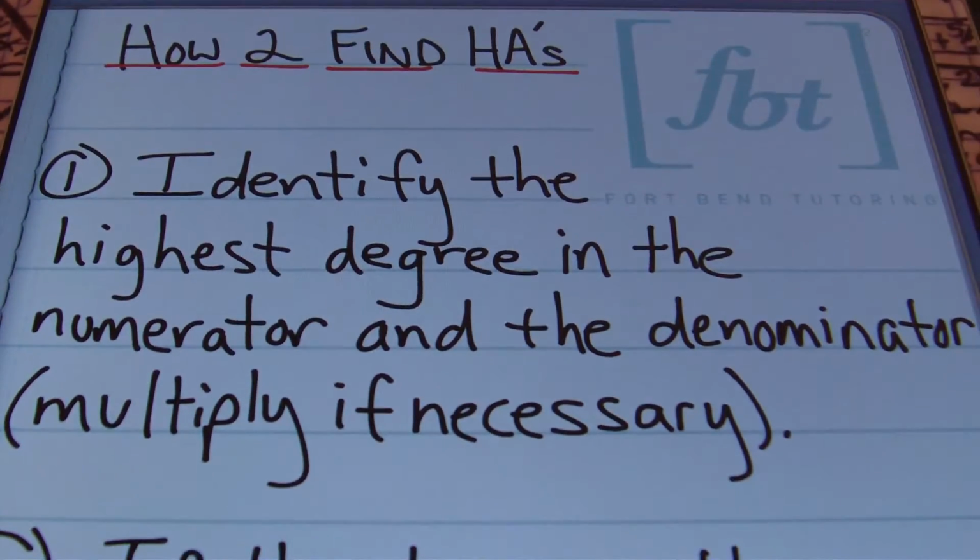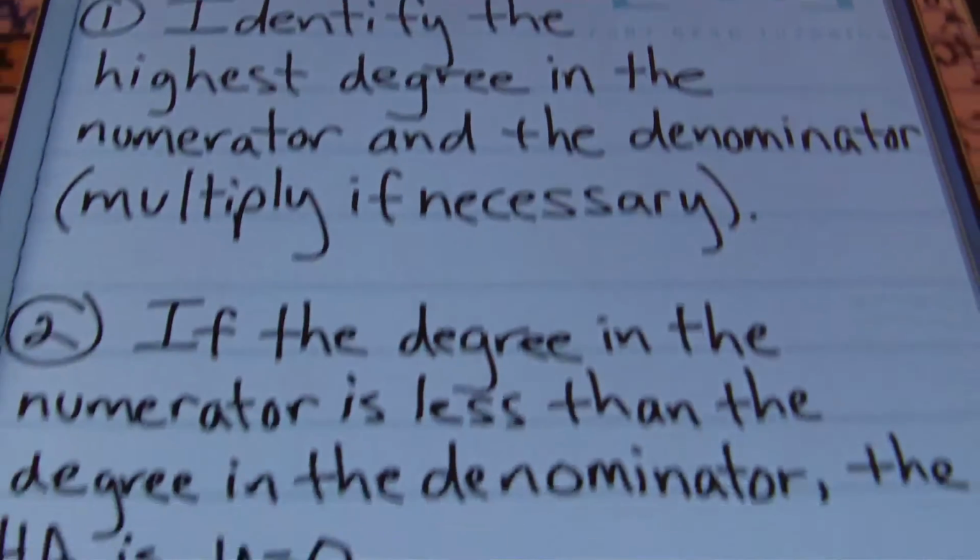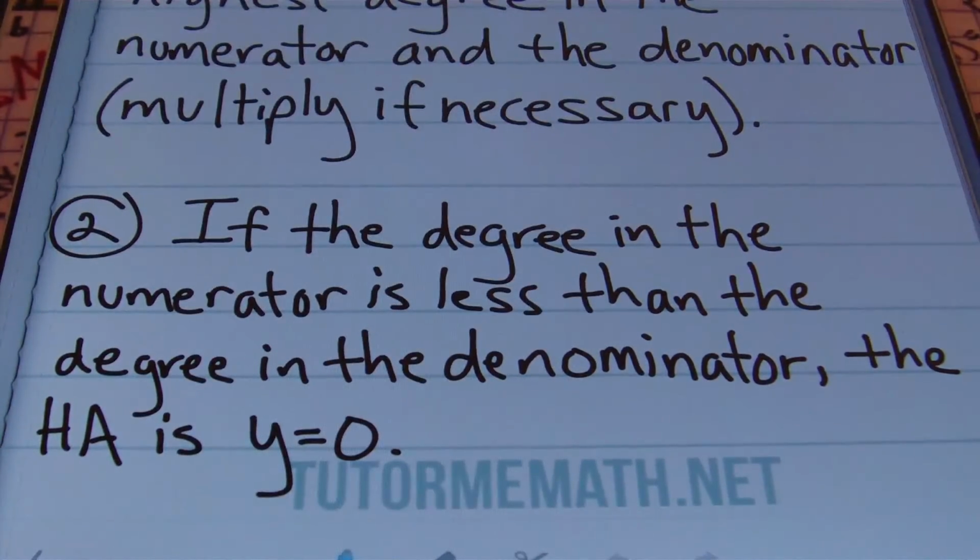So, how to find a horizontal asymptote. The first thing you want to do is identify the highest degree in the numerator and the denominator. If necessary, you may need to multiply to make that happen. So that's your first step. Secondly, if the degree in the numerator is less than the degree in the denominator, then the horizontal asymptote is going to be y equals 0. That's right, it's going to be the x-axis. That's what you're going to be using as the horizontal asymptote in that case.